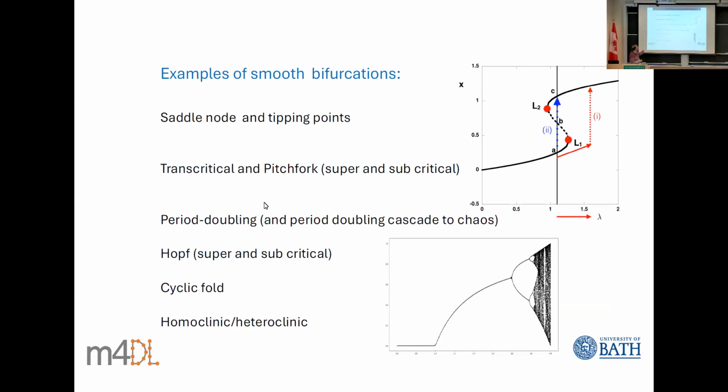We might have fixed points, which then evolve into each other through saddle nodes and tipping points. We saw examples of this in Professor Lay's talk on the first day. We can have pitchfork bifurcations. We can have period doubling. We can have period doubling cascades. There's a classic one there, heteroclinic and homoclinic transitions.